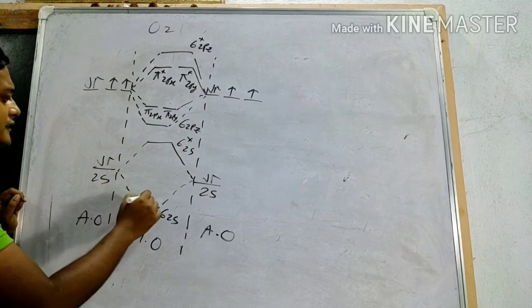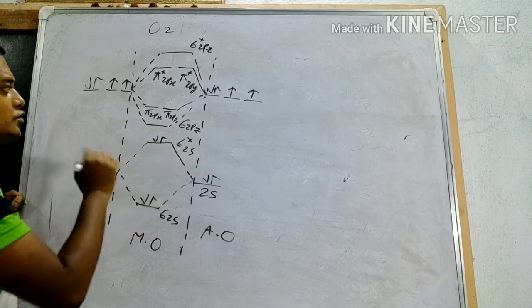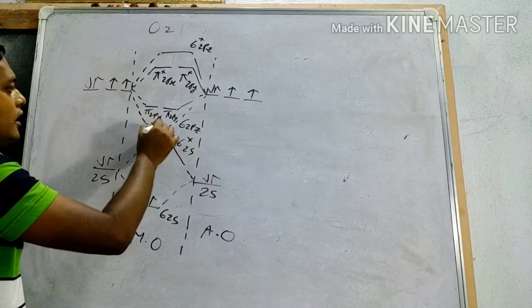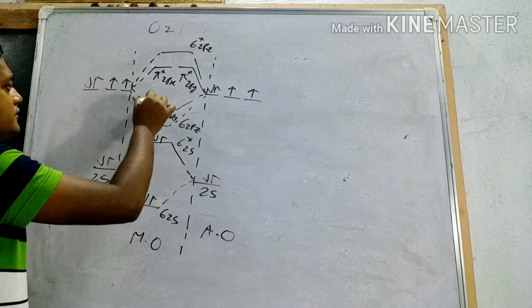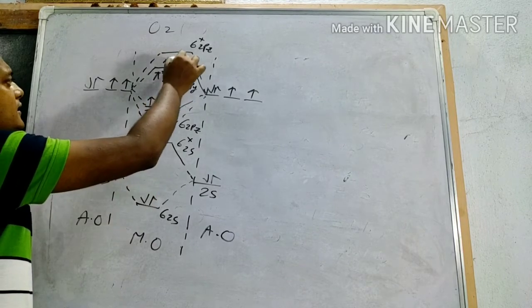Next we have to fill the electrons. Sigma 2s, 2 electrons. Sigma star 2s, 2 electrons. Here 4 plus 4, total 8 electrons. 1, 2, 3, 4, 5, 6, 7, 8.